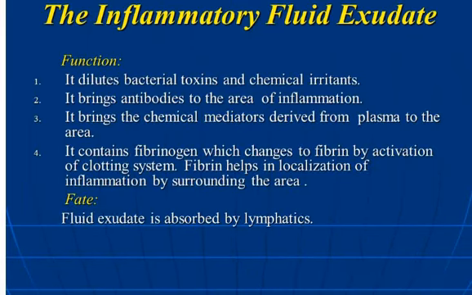The inflammatory fluid exudate. Function: it dilutes bacterial toxins and chemical irritants. It brings antibodies to the area of inflammation. It brings the chemical mediators derived from plasma to the area. It contains fibrinogen, which changes to fibrin by activation of the clotting system. Fibrin helps in localization of inflammation by surrounding the area. Fate: fluid exudate is absorbed by lymphatics.